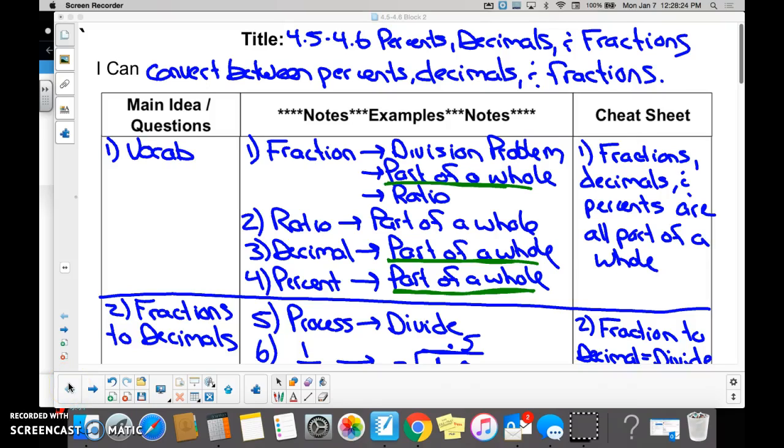4.5 through 4.6: percents, decimals, and fractions. I can convert between percents, decimals, and fractions. Thank you, Siraji. Well said. Are you guys capable of converting between percents, decimals, and fractions? Yes. OMG, you are. All right, you guys.